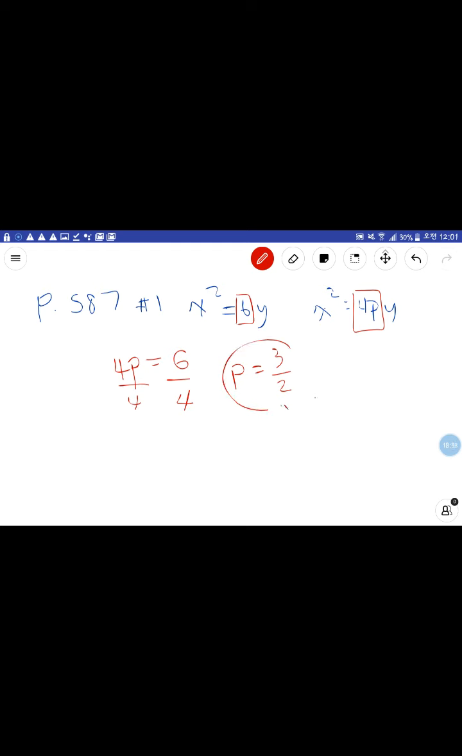Now, what are we looking for? We need to find the vertex and the focus. Did I mention the vertex before? Did they ask for the vertex in example 1? No, they didn't. The vertex is easy because it is 0, 0, since this is not translated yet. Every single time it will be 0, 0. So my vertex is 0, 0.